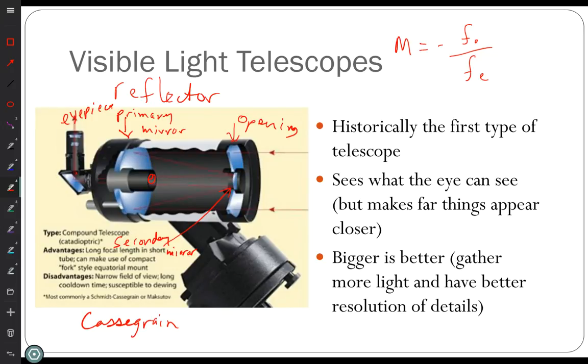Magnification is minus the focal length of the objective over the focal length of the eyepiece for the telescope. And in this case, while the length of the light path is equal to the sum of the focal lengths, the light path doubles, so the actual length of the telescope is half of that length.